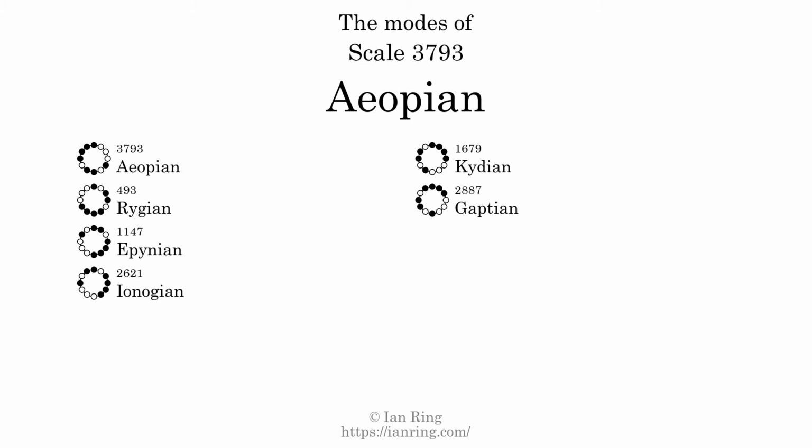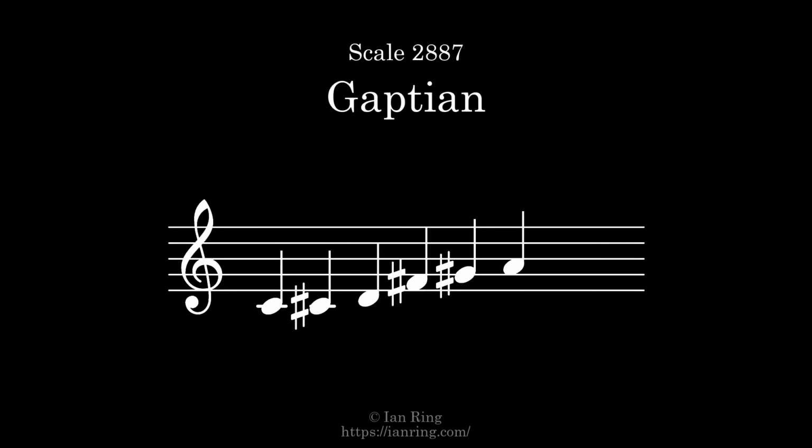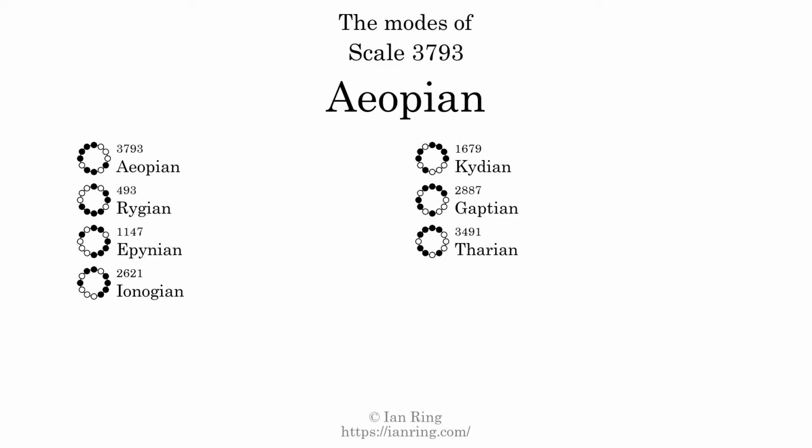The sixth mode is scale 2887, also known as Gaption. It sounds like this. The seventh and last mode is scale 3491, also known as Therian. It sounds like this.